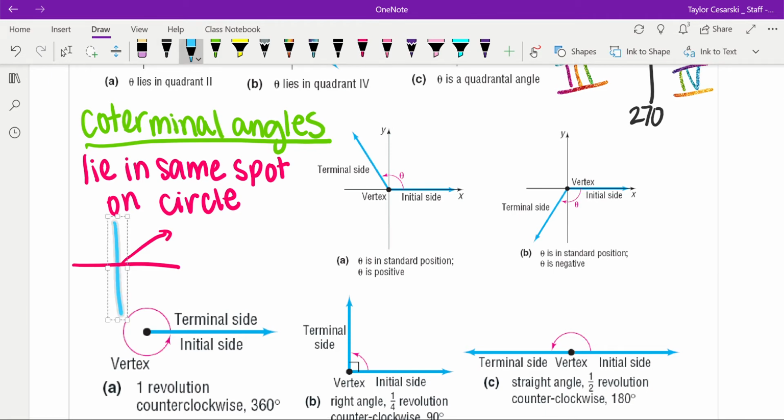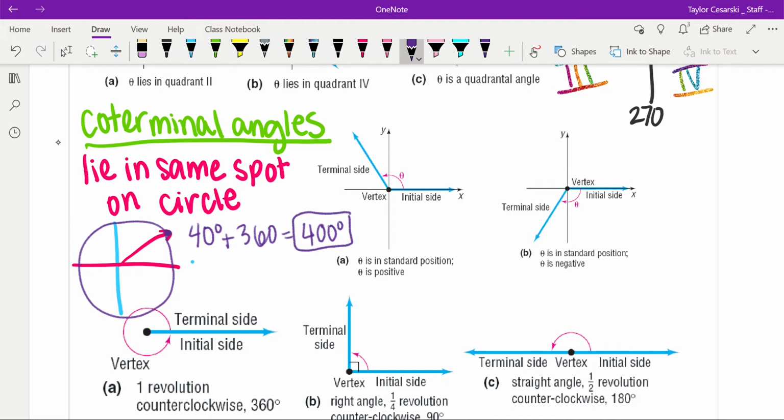So 40 degrees, oh, and I just turned that blue. We're going to go with it. 40 degrees lies about right there. Now, if I want to get back to the same spot on my circle, I have 2 options. I can either go all the way back around. Now, how would I get there? To go all the way back around, I have to add a full circle. A full circle is 360 degrees. So that's going to give me 400 degrees. So therefore, 40 and 400 are called coterminal angles.